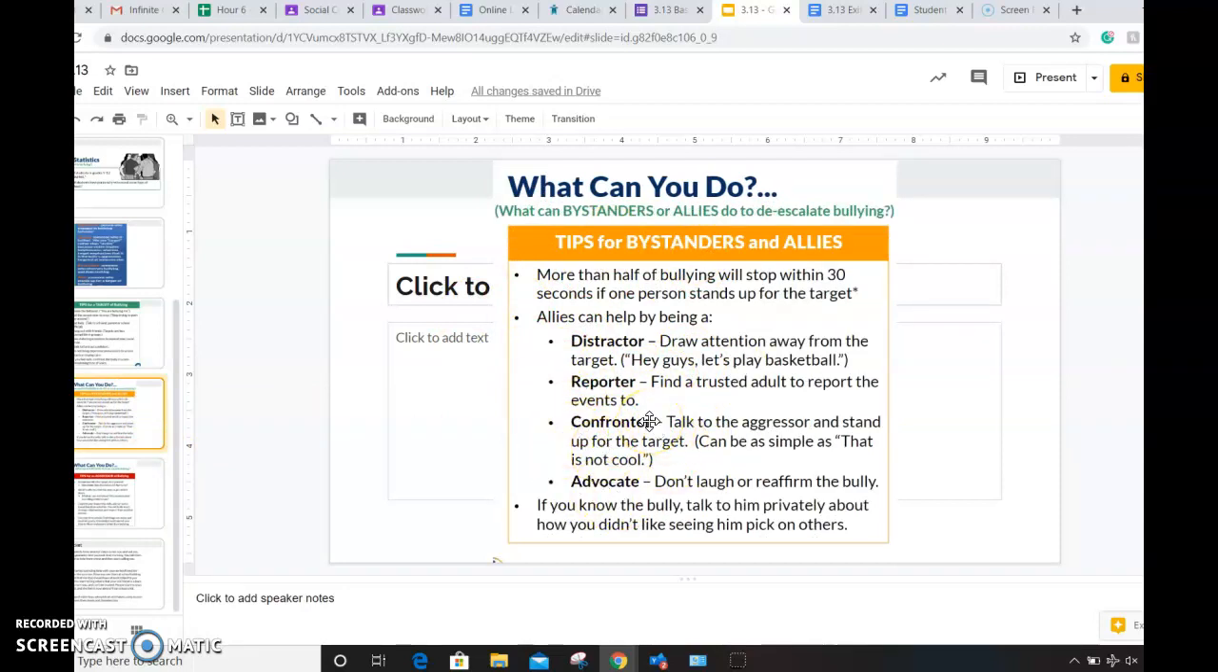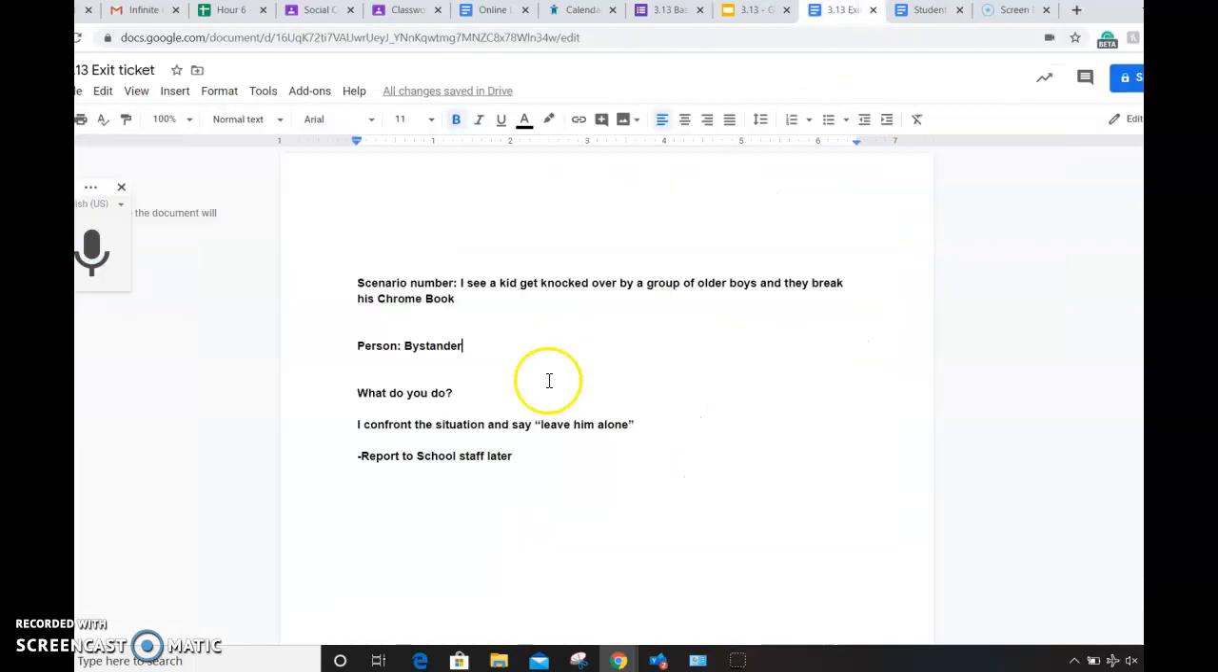I put 2 because I did add the report part. But if you want to be a bystander and you don't put the report part in there, that's fine. I really only need 1. So I confront the situation. If we're talking about confronting, tell me what you do and what you say. I just say leave him alone, and then I go ahead and report it to the school staff later. In this made-up scenario, I said it happened at school.